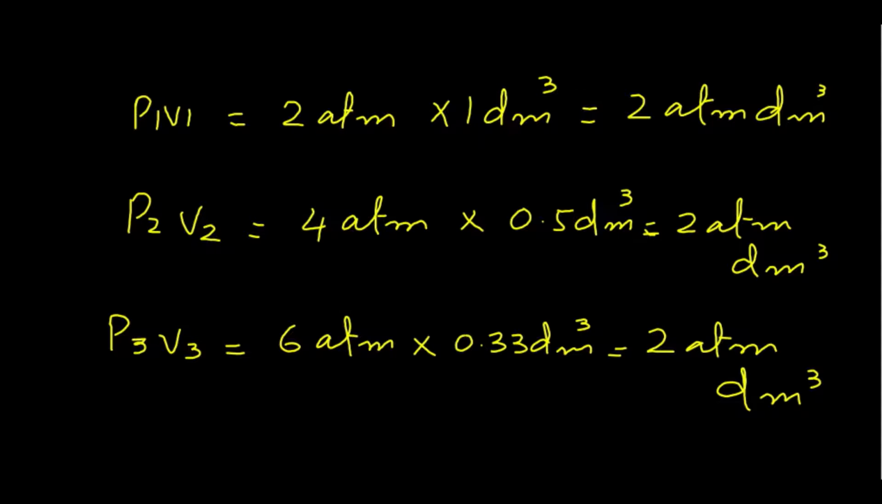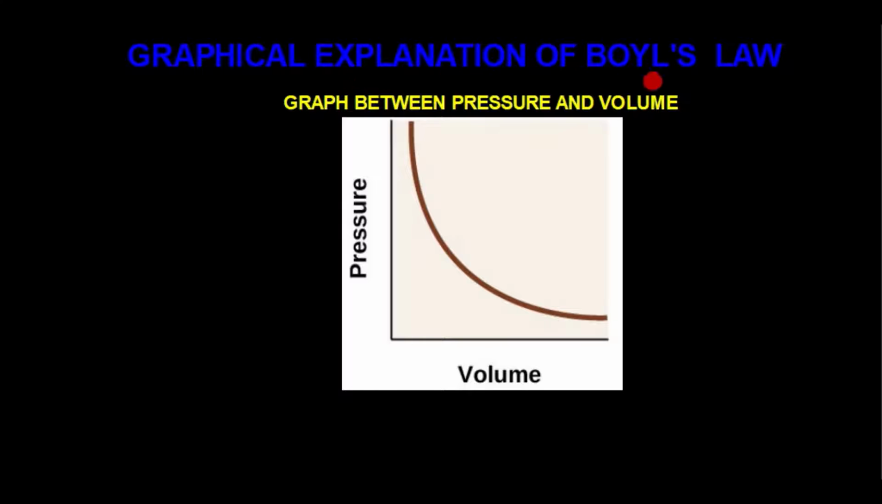I hope experimental verification of Boyle's law is clear to you. This is the graphical explanation of Boyle's law. We plotted a graph between pressure and volume by taking the volume on the x-axis and pressure of a gas along the y-axis. When the pressure of gas is plotted against volume, a curve is obtained. This curve is known as an isotherm because it is a constant temperature plot. This graph shows at constant temperature, the volume of gas decreases if we increase the pressure. I hope graphical explanation of Boyle's law is clear to you.